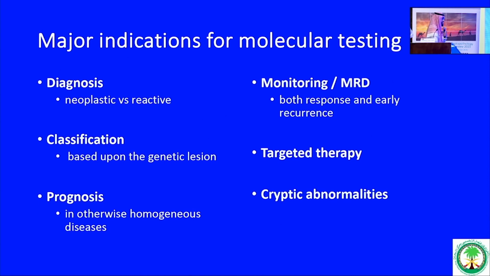Sometimes it has a prognostic significance, so some mutations are associated with more adverse outcomes, and sometimes there is a targeted therapy. On some occasions we use the molecular for monitoring, so MRD testing and similar testing. If a patient is in complete remission, you can do the test and see exactly how frequent this mutation is, and you can detect something at a very low level. Targeted therapy or cryptic abnormalities, like in some cases that cannot be detected by karyotyping, molecular will help with these cases.